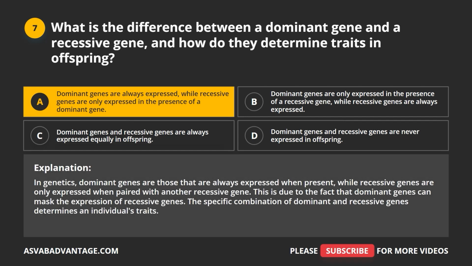In genetics, dominant genes are those that are always expressed when present, while recessive genes are only expressed when paired with another recessive gene. This is due to the fact that dominant genes can mask the expression of recessive genes. The specific combination of dominant and recessive genes determines an individual's traits.